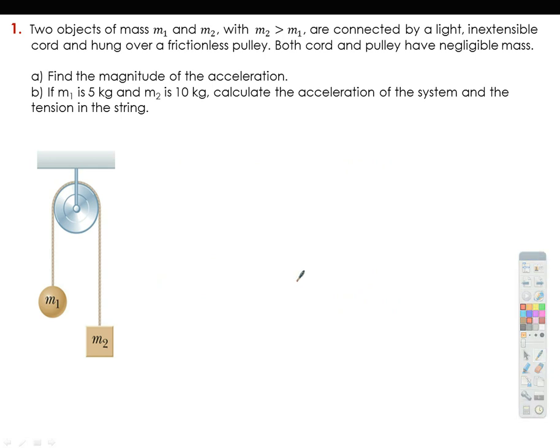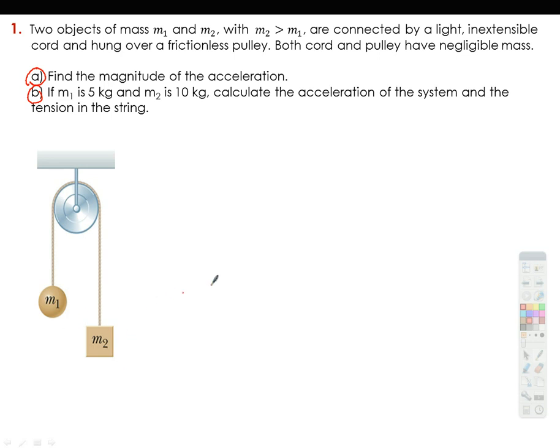Two objects of mass 1 and mass 2, with M2 greater than M1, are connected by a light inextensible cord and hung over a frictionless pulley. Both cord and pulley have a negligible mass. For A, find the magnitude of the acceleration, and B, if M1 is 5 kilograms and M2 is 10 kilograms, calculate the acceleration of the system and the tension of the string. Okay, so for letter A, we don't know the values of mass 1 and mass 2. We are going to solve it in terms of M1 and M2 only.